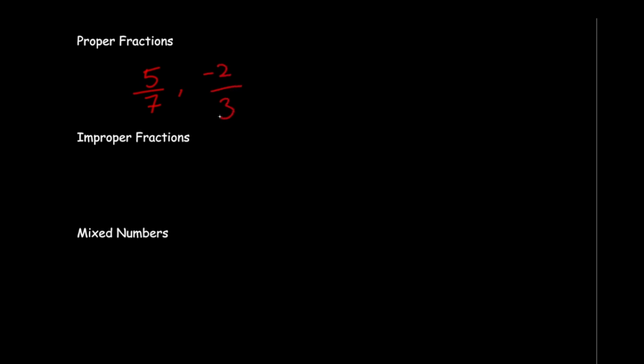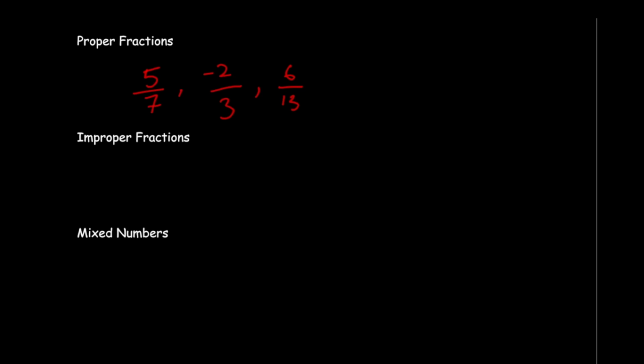Another example would be -2/3. So when we see a negative, we can just disregard that, because that negative, as we learned from the previous videos, belongs to the whole fraction. So it could be negative here, negative there, it doesn't matter, right? Another example would be 6/13.